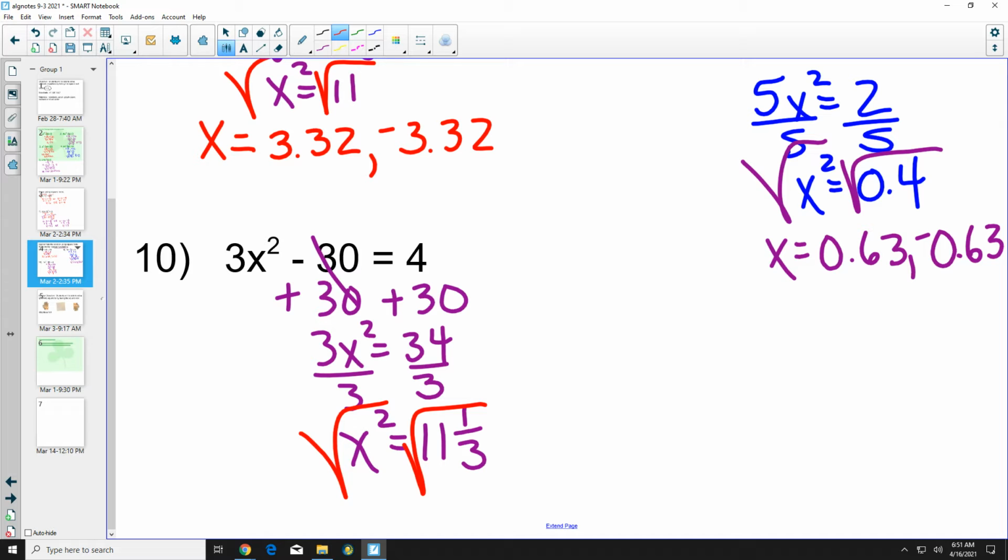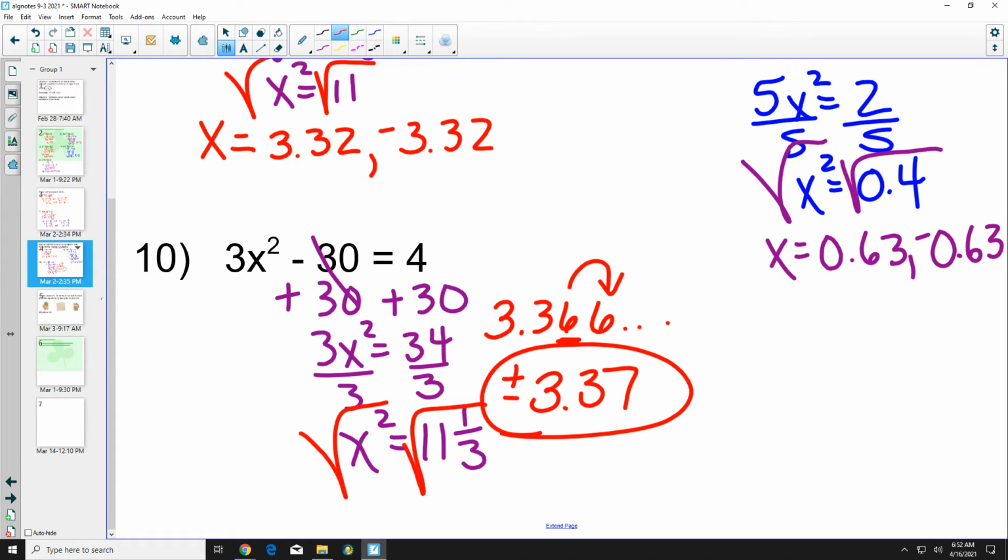Okay, so let me double check my work on my calculator. You should be doing the same. Okay, looks like we're getting a 3.366 and then some more numbers. So if I round to the hundredths, that would be a 3.37. We would go up because the next number is a 6. So our solutions should be positive and negative 3.37.